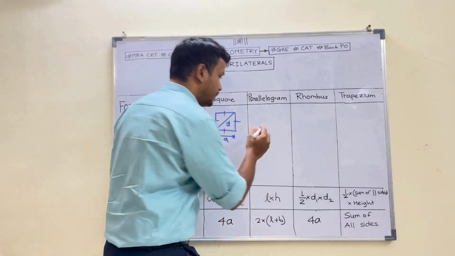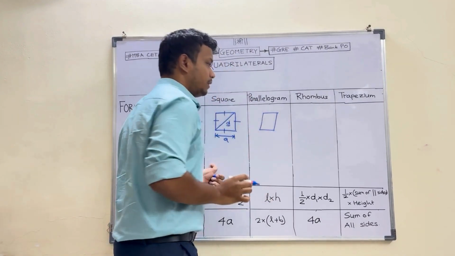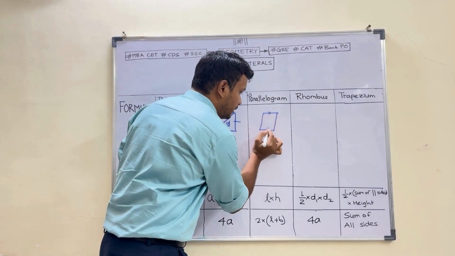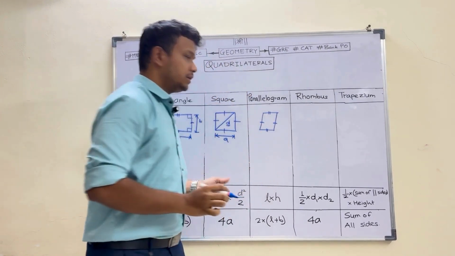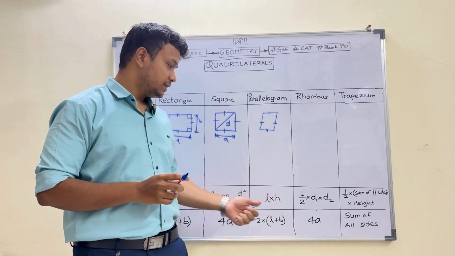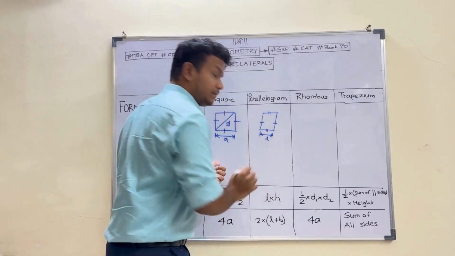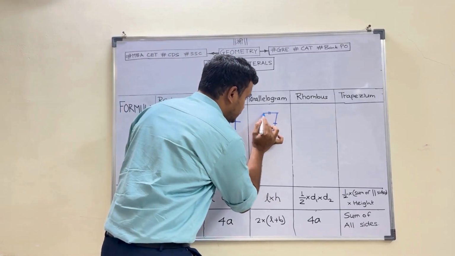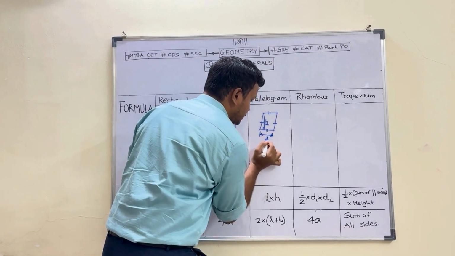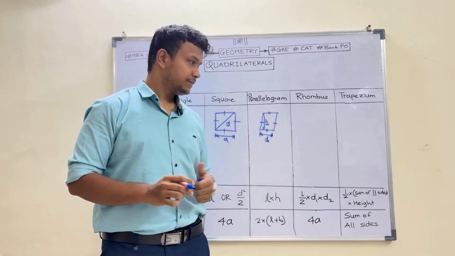Now we'll move to the parallelogram. Parallelogram has the property that opposite sides of parallelogram are equal and parallel, correct? So how can we compute the area of parallelogram? It is L into H, which is length into height. I'll just consider one base with length L, and from the opposite vertex, if I draw a perpendicular to this base, I'll put that as the height. So the area of this parallelogram would be L into H, which is length into height.